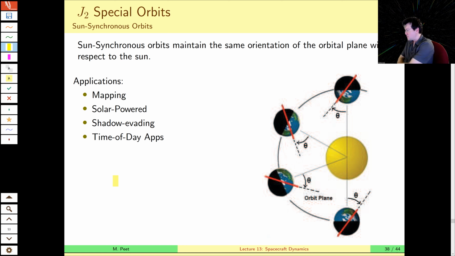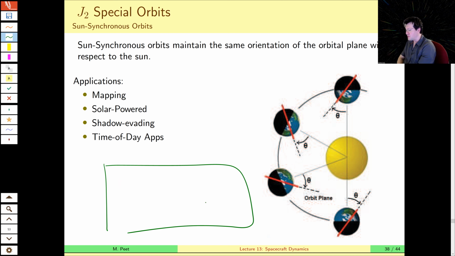So here's your, let's see. I'm really bad at drawing continents. Here's Africa. Here's North America. There's South America. Right there is Asia. So you want your ground track to repeat.